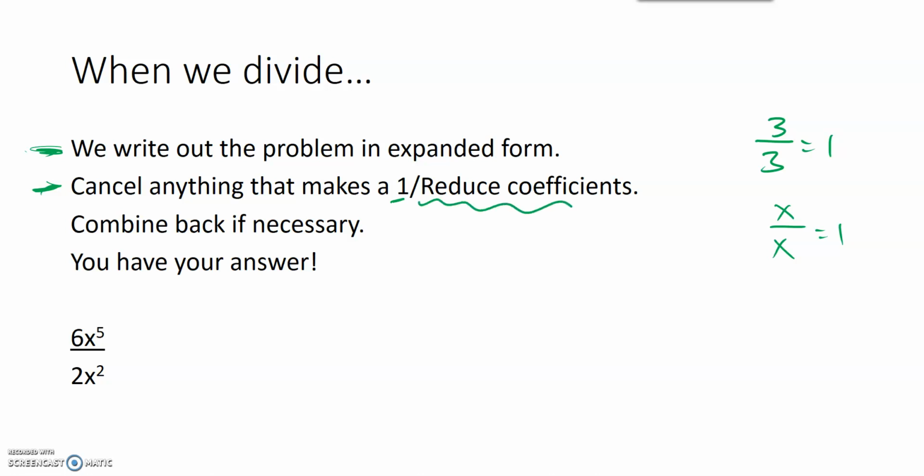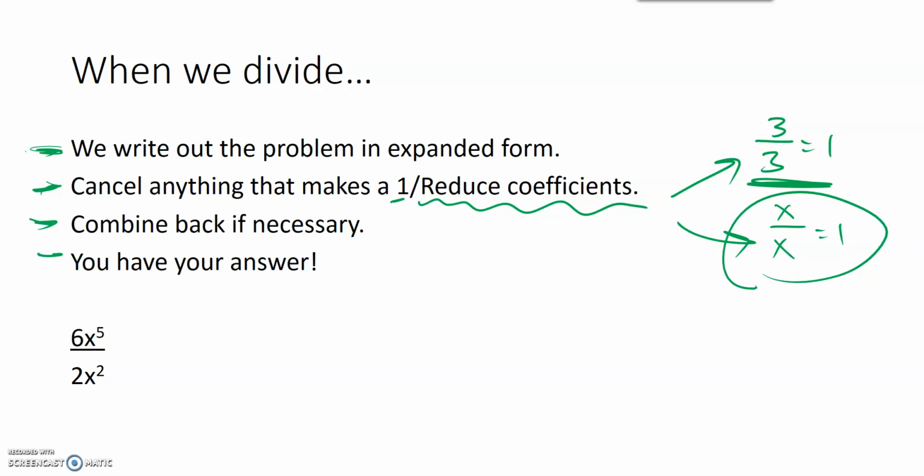Now, along with that, you want to reduce coefficients. Your coefficients might not be the same like they are here with your 3's. We're making 1s out of the variables, but we want to reduce our coefficients. Okay? Then we combine everything back, if necessary, by the multiplying piece that we've already talked about. And then finally, that's your answer.